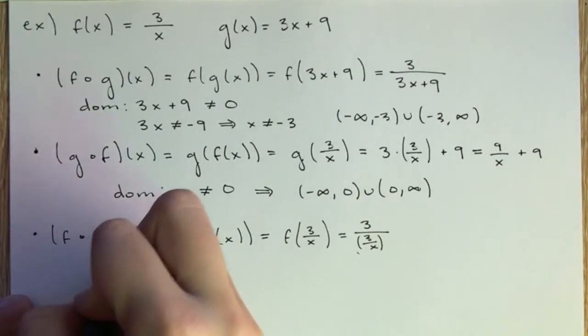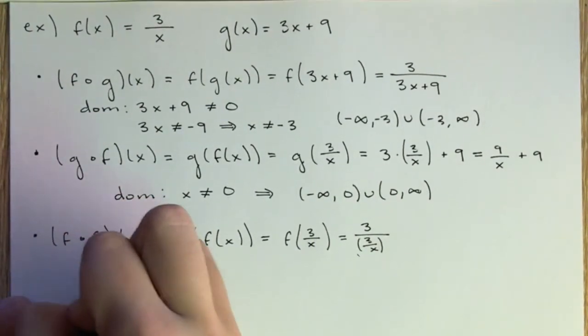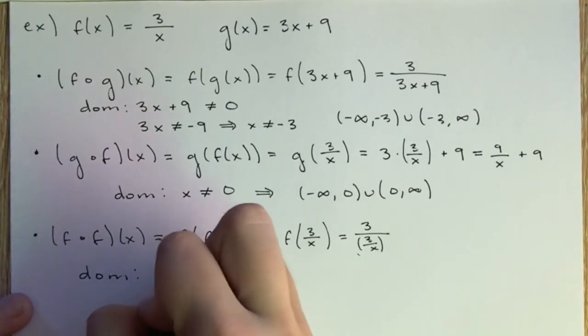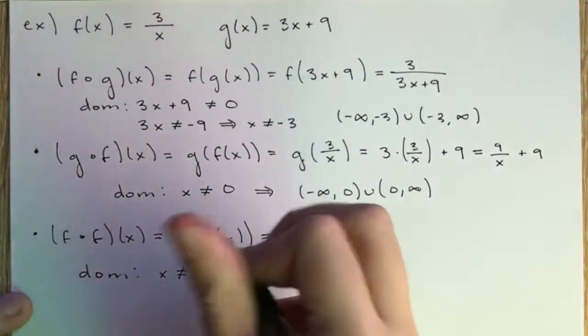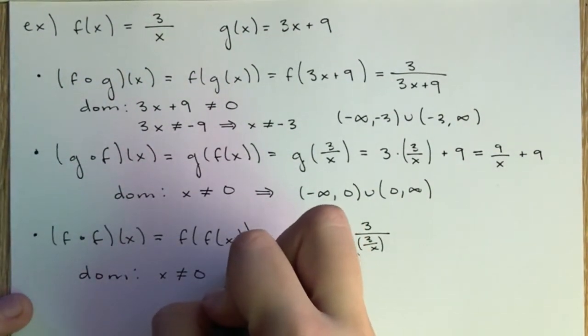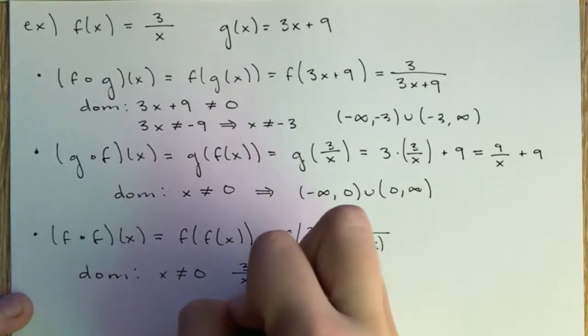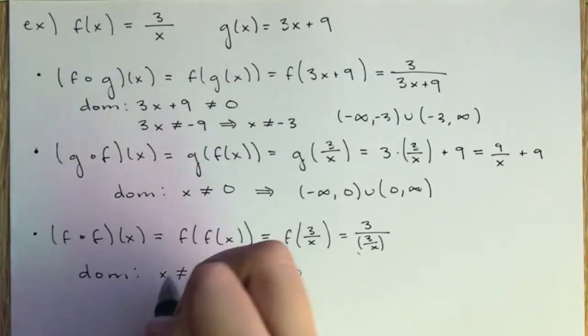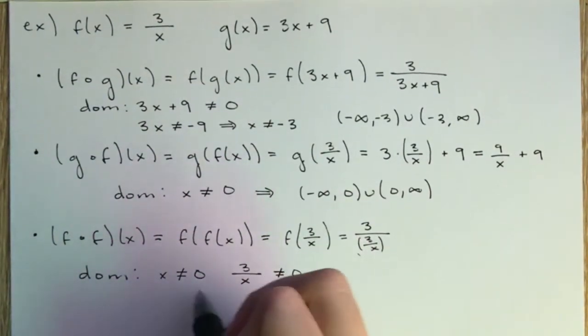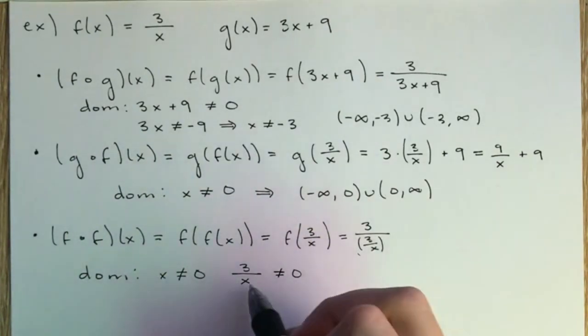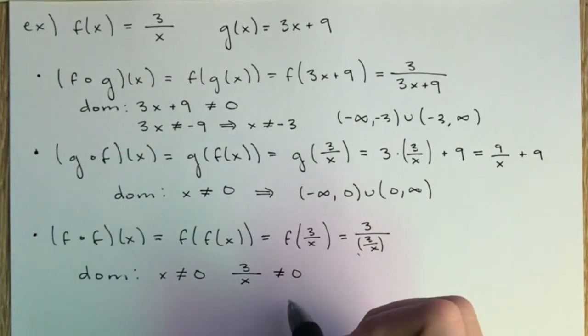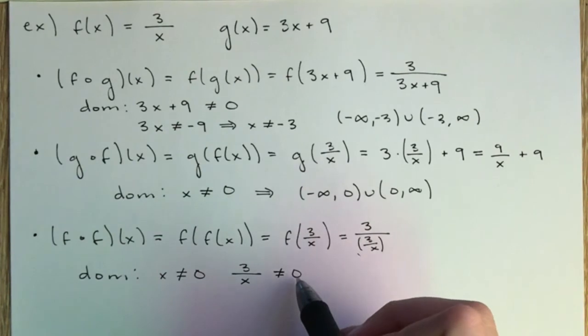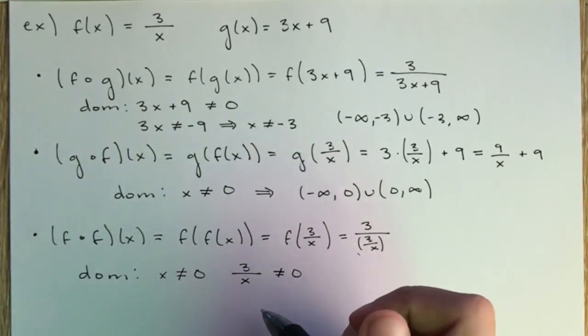So x is a denominator, so we don't want x to be 0, and we also don't want 3 over x to be 0, right? So we know that x can't be 0. We want to take x out of our domain. This guy we want to think about a little bit. When is 3 over x going to be 0? When is any fraction 0?